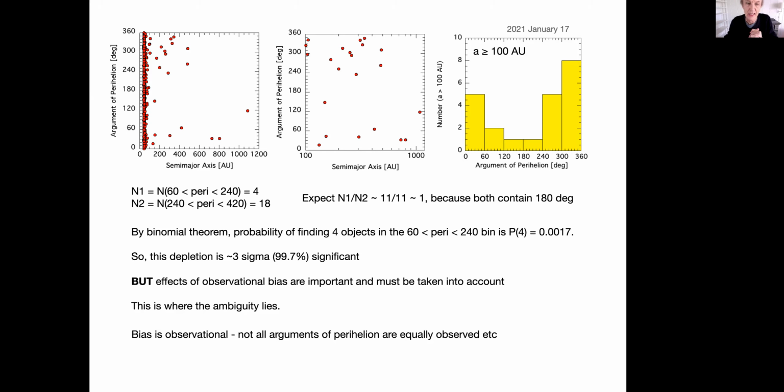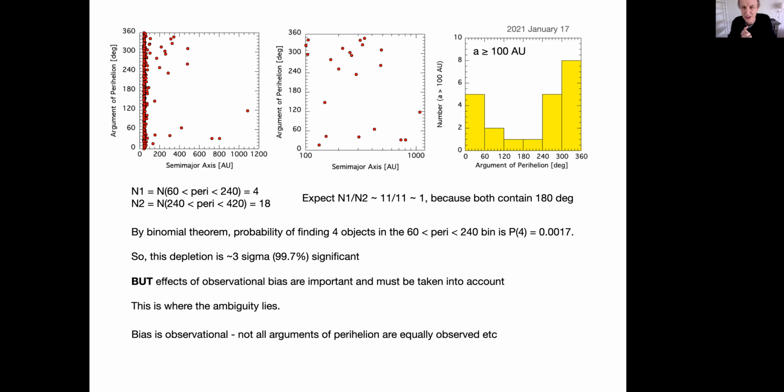in the middle panel, then with a bit of imagination, you can see that there are quite a few bodies at the top with argument of perihelion bigger than 240. And there are quite a few at the bottom, argument of perihelion below maybe 60. And there's not many in between. There are not many objects between 60 and 240, okay? So you can see already that this is on the edge, right?